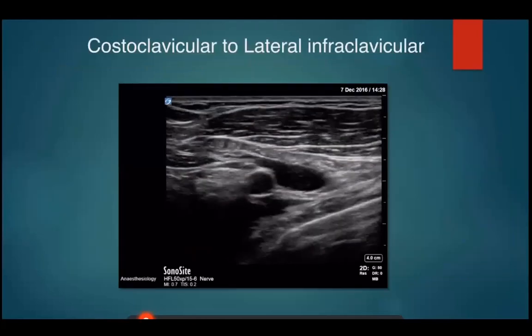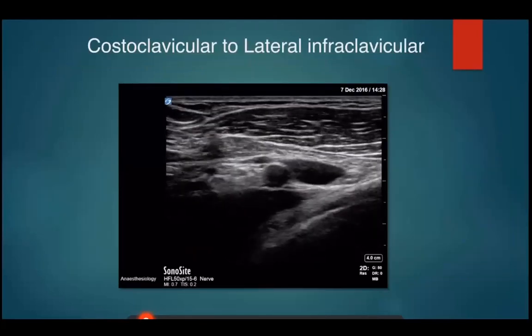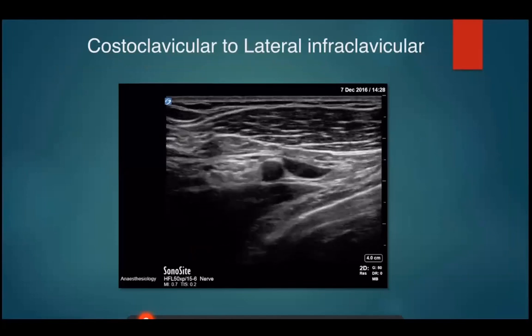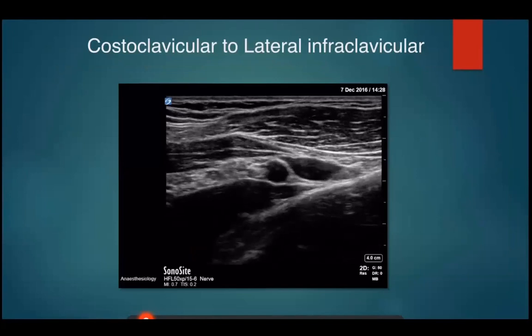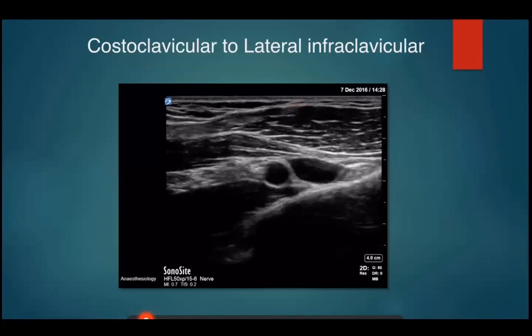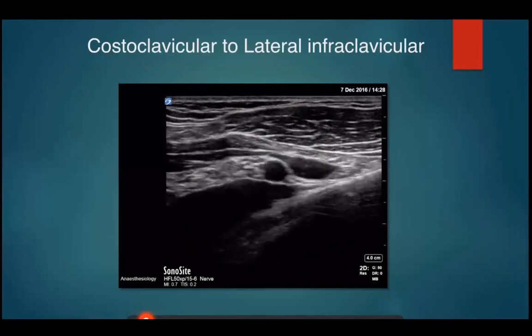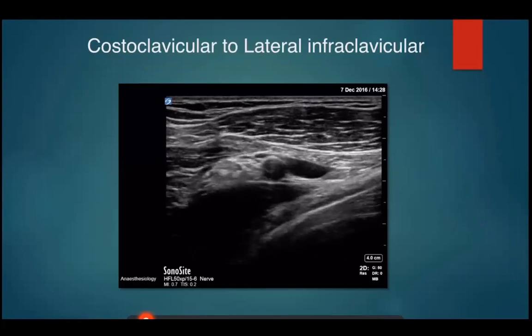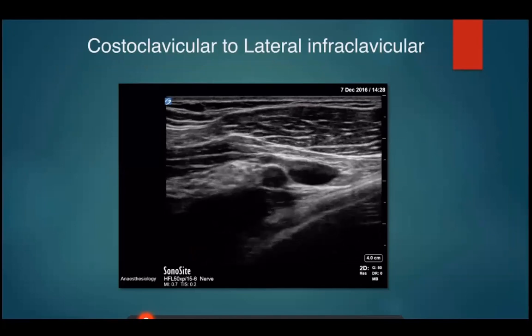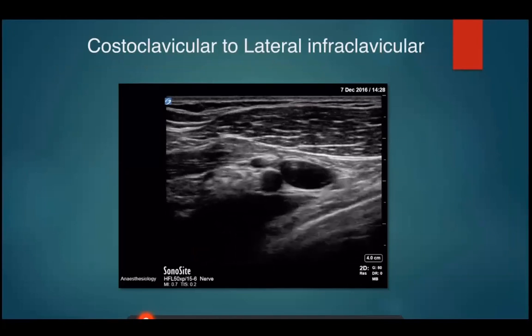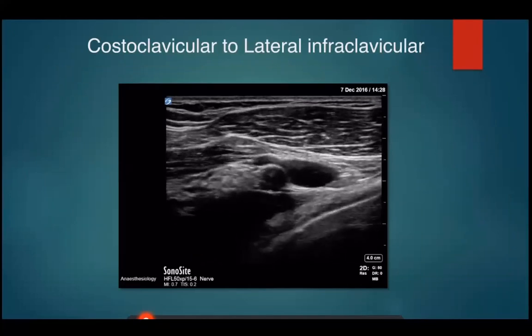So this is a video showing the scans of the brachial plexus from the costoclavicular to the lateral infraclavicular area. Here you can see the pectoralis major, pectoralis minor, and serratus anterior, and the brachial plexus elements are lying together. So this is the costoclavicular space. On further scanning medially, you can go in laterally.